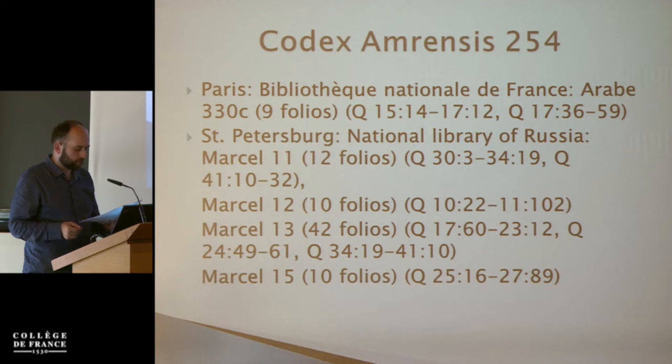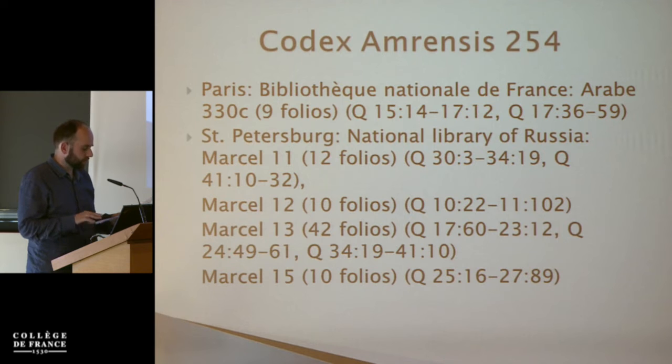Another example I want to show is that of Codex Amrensis 254. At the moment, 5 fragments have been identified to belong to that codex. 1 fragment in the BNF in Paris with Arab 330C, and 4 fragments from the Russian National Library in St. Petersburg, namely Marcel 11, 12, 13, and 15.